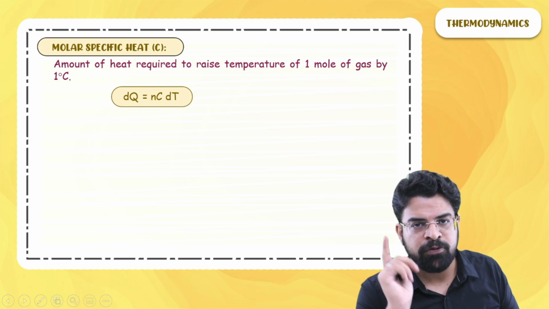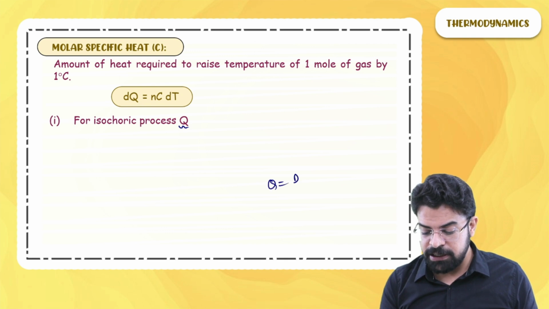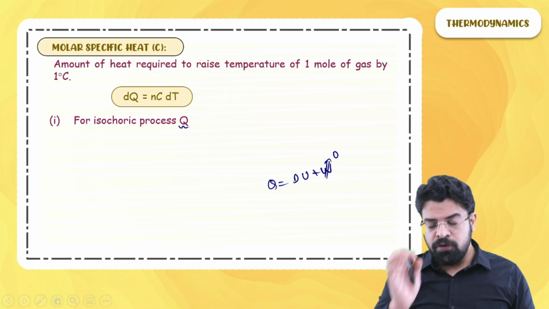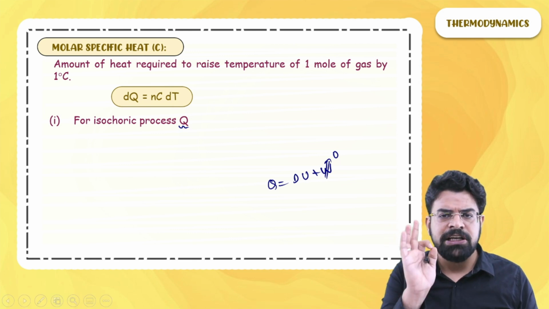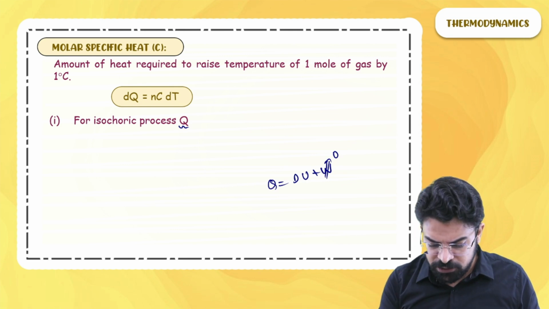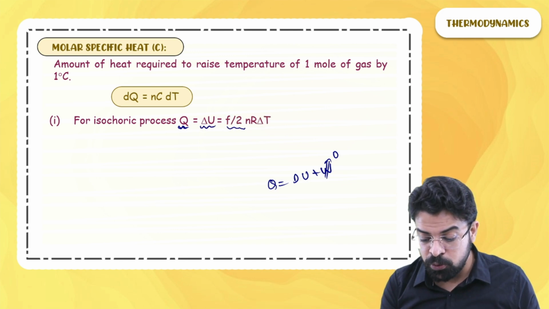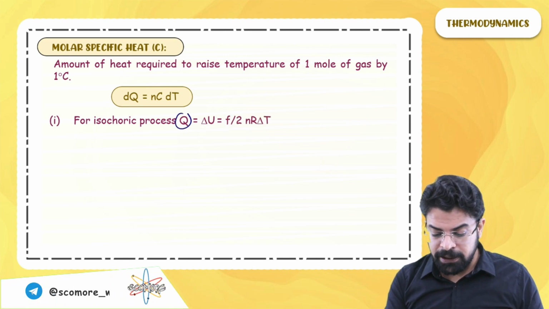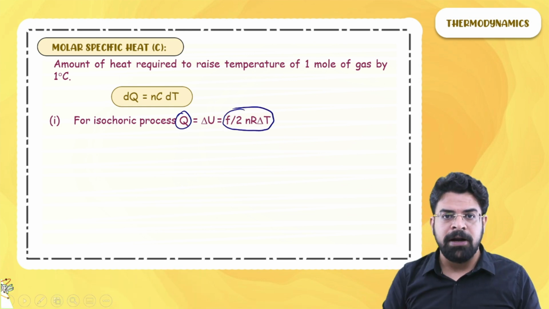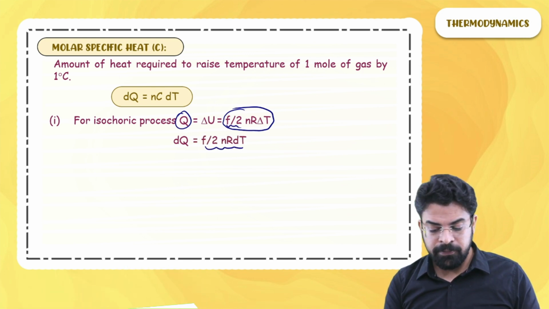So first of all, my favorite process, which is the isochoric process. For an isochoric process, Q equals delta U plus W from the first law, yes. For an isochoric process, work done is 0. For all processes, we can write the change in internal energy to be F/2 nR delta T. So for an isochoric process, the heat given equals the change in internal energy equals F/2 nR delta T. Writing them in differential format, you will write dQ equals F/2 nR dT.